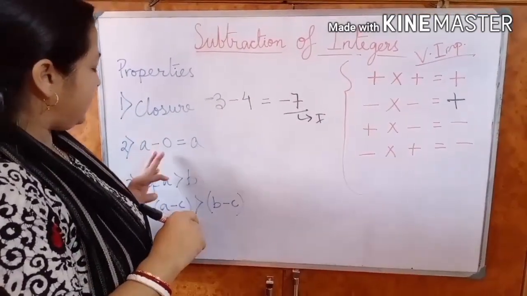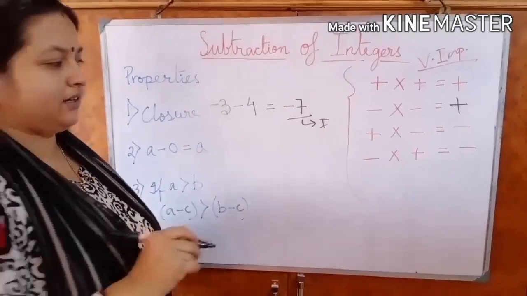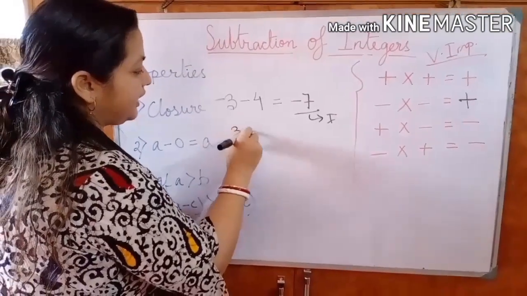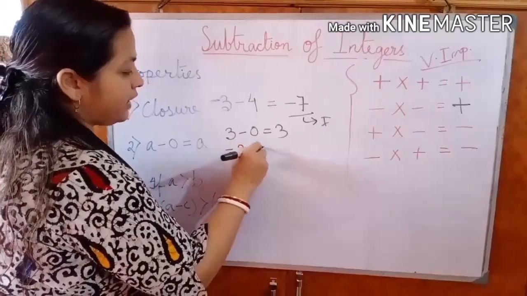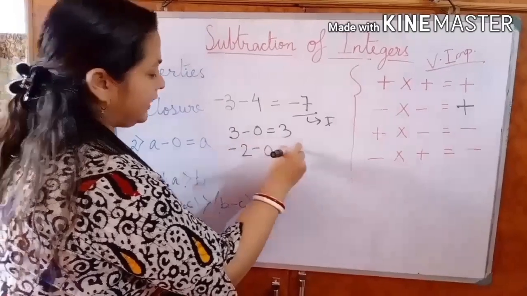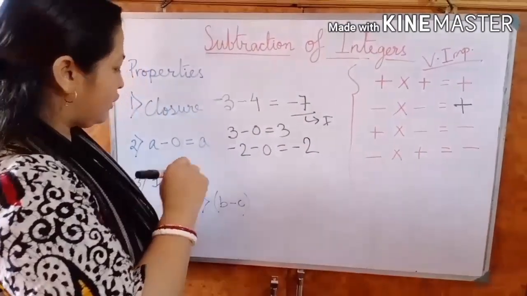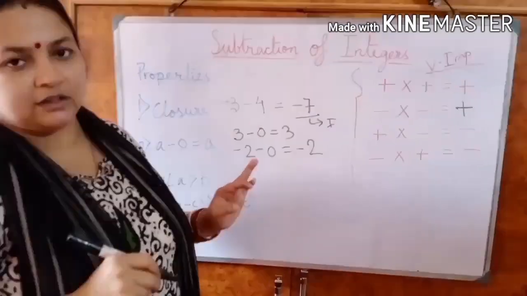Next is, any integer minus 0 is equal to that integer. For example, 3 minus 0, we will be getting 3. Minus 2 minus 0, again we will be getting minus 2. So, a minus 0 is always equal to a.